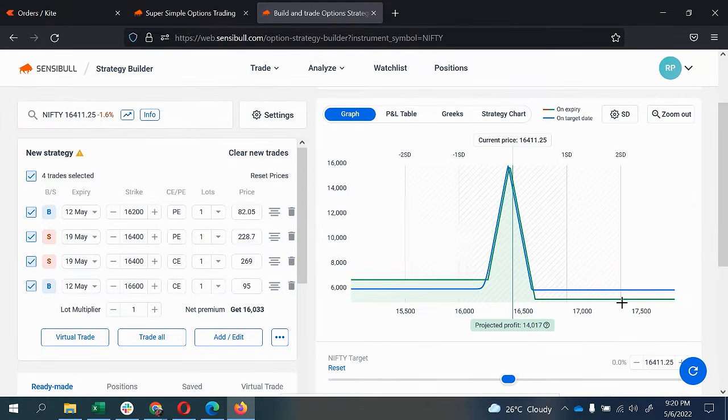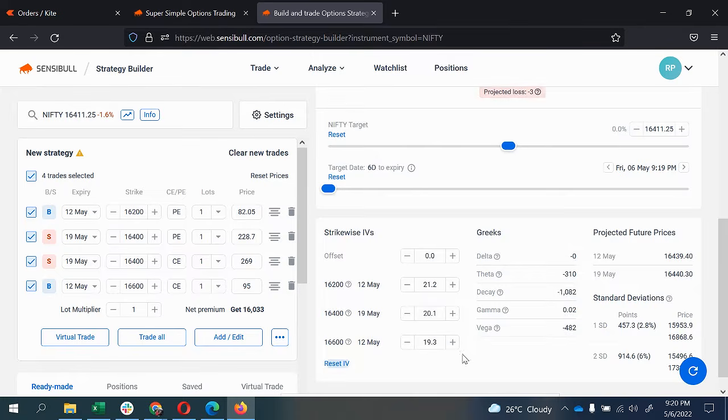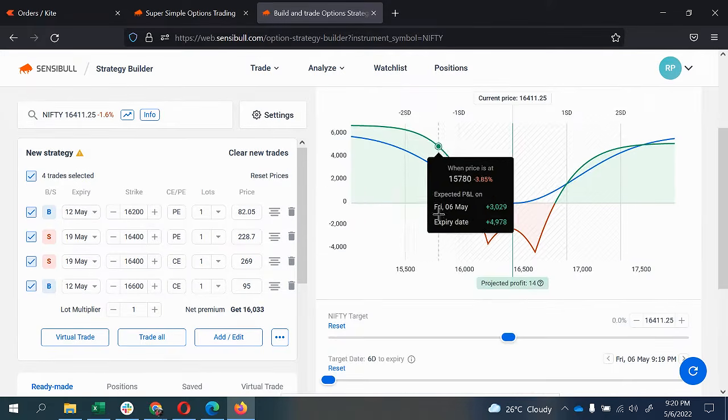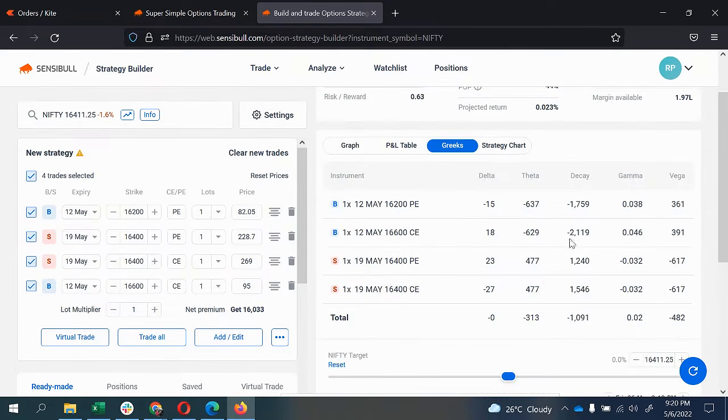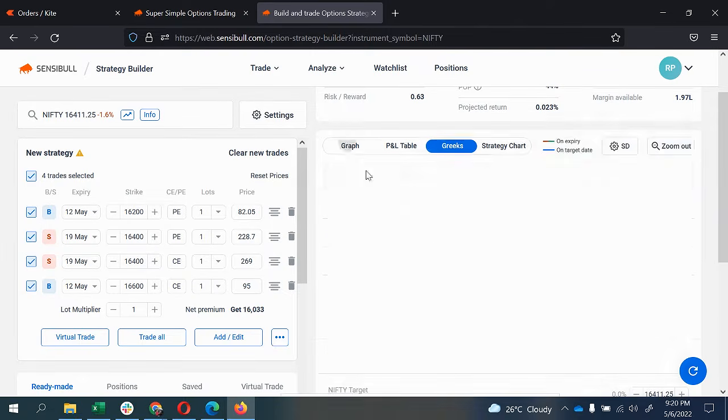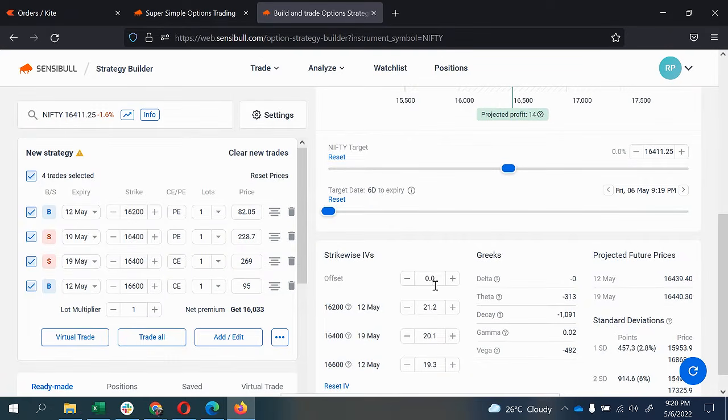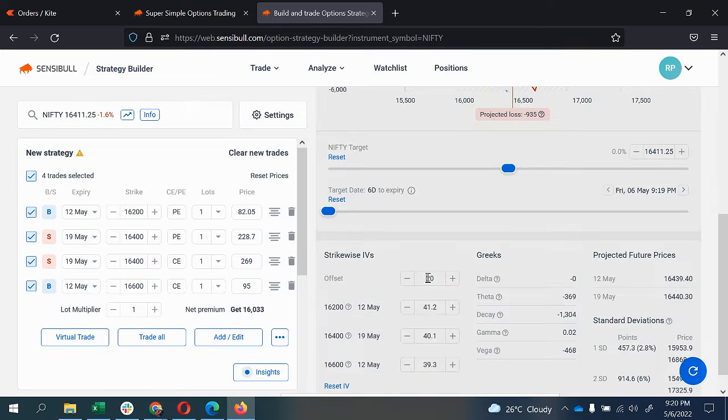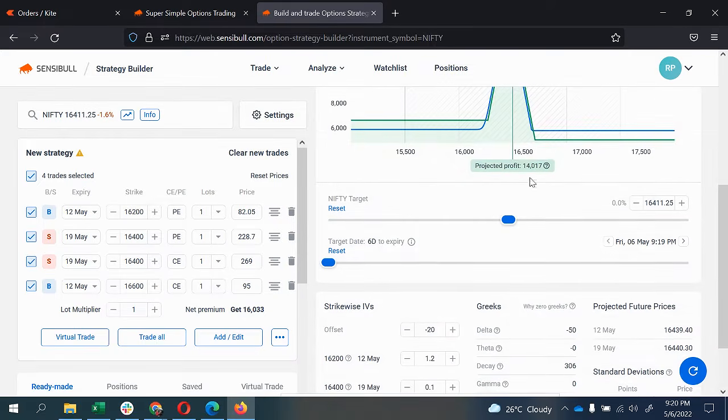I'll again get back to the Greeks. Look at the Greeks. This is minus 482. We are shorting the vega. We want a falling VIX. With just a minus 20 VIX fall, it will give you a profit of almost 14,000.